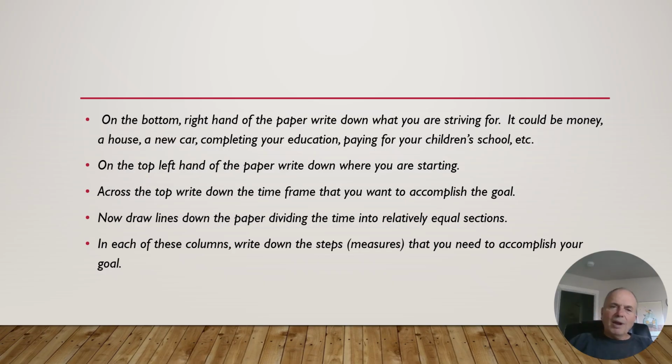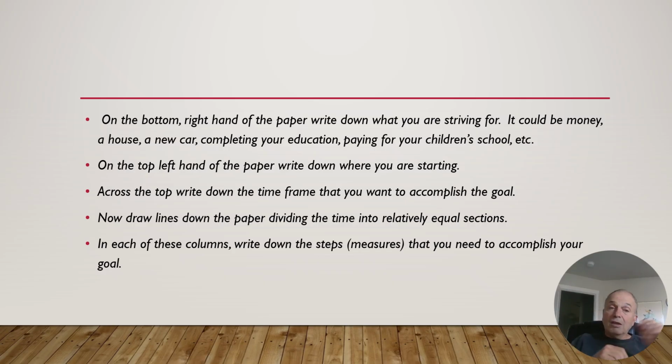On the bottom right-hand corner, at the very bottom, down here, you put down what you're striving for. Money, house, new car, education, whatever, tons and tons of things. On the top left-hand corner, write down where you're starting at. The example I'll use is $30,000, and you have nothing to start with. How many years are you going to do it for, or how are you going to break it down?